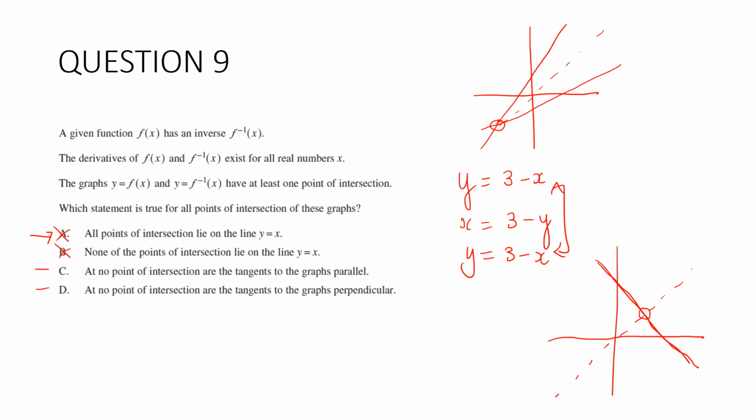C, at no point of intersection are the tangents to the graphs parallel. Well, interestingly enough, if we look at this example again, the derivative here is -1, and I'm going to get the same with the inverse function, which means that the tangents to the graphs will be parallel. They will have the same gradient. So C is out, and the answer is D.